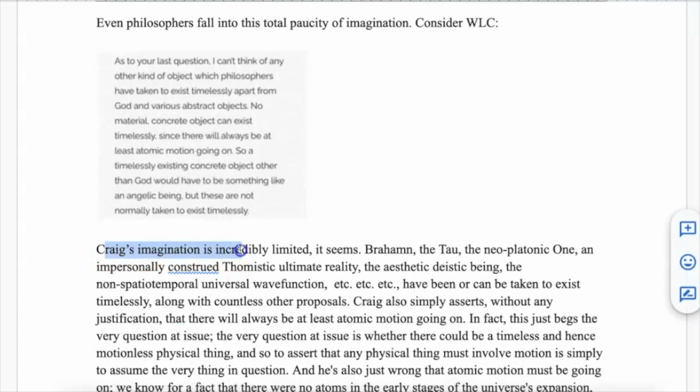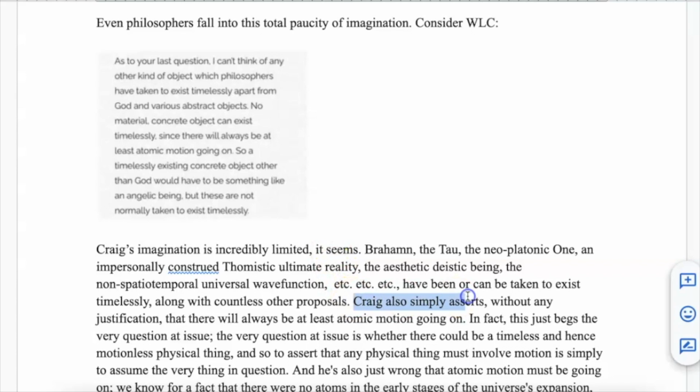Now, I say here that Craig's imagination seems to me to be incredibly limited. I mean, come on, Brahman, the Tao, the Neoplatonic One, an impersonally construed Thomistic ultimate reality, the aesthetic deistic being, the non-spatio-temporal universal wave function, etc., etc., etc. All these things have been or can be taken to exist timelessly, along with countless other proposals.